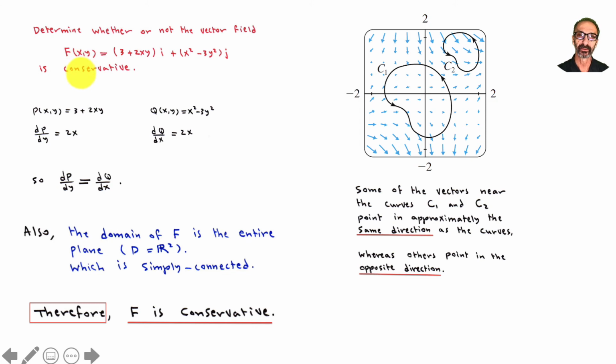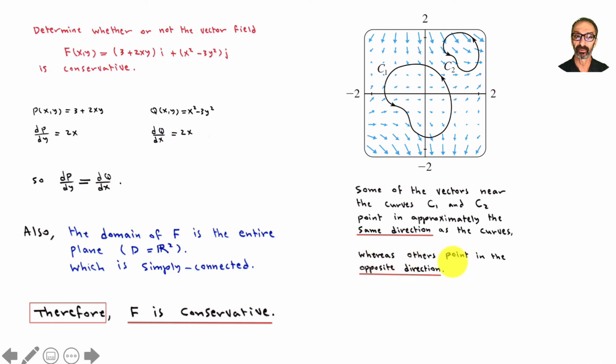Now, to support that the function is conservative, looking at the graph right here, I have two different curves, C1 and C2, and I have clear notes. Take a look. Some of the vectors near the curves C1 and C2 point in approximately the same direction as the curves. Looking at C1, right here, it looks like it's going with it. On C2, right here it's going with it. Like the black arrow on the curve and the blue ones, the vector field, is pretty much going the same direction.